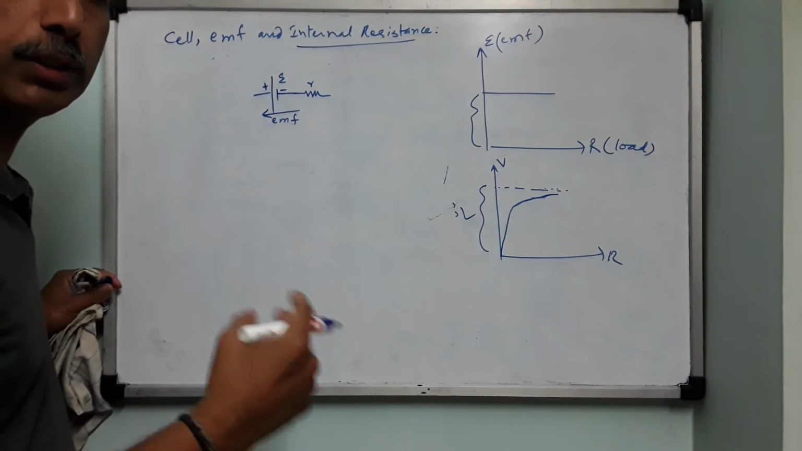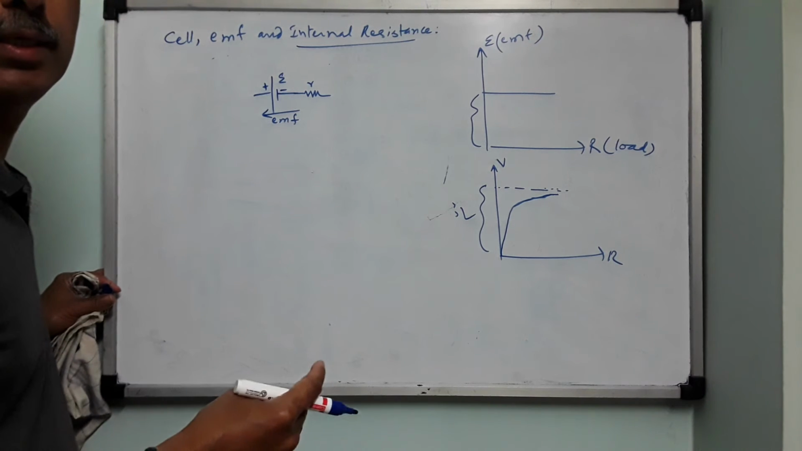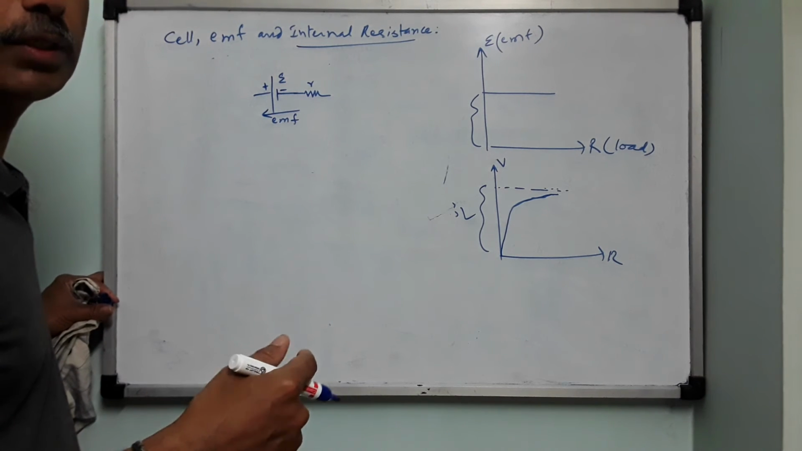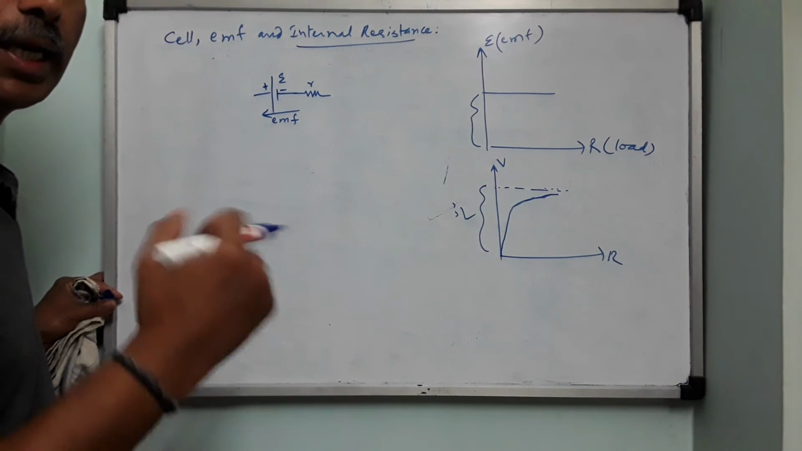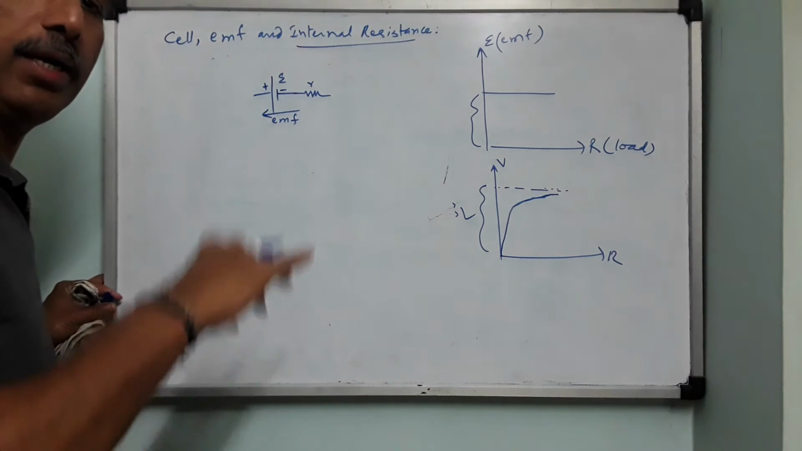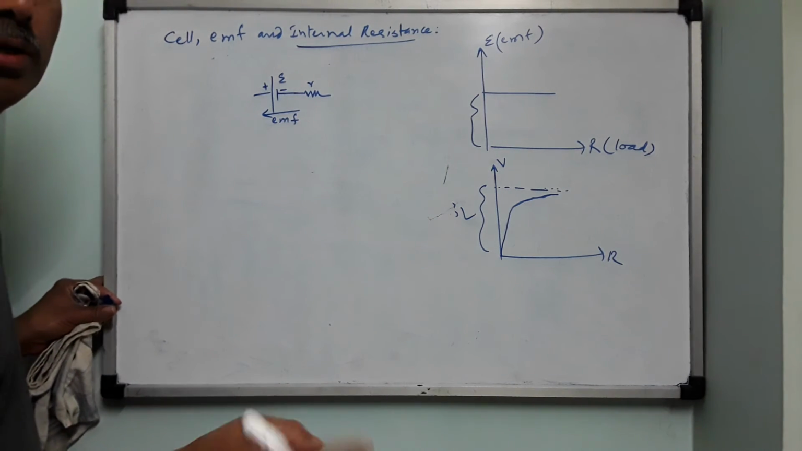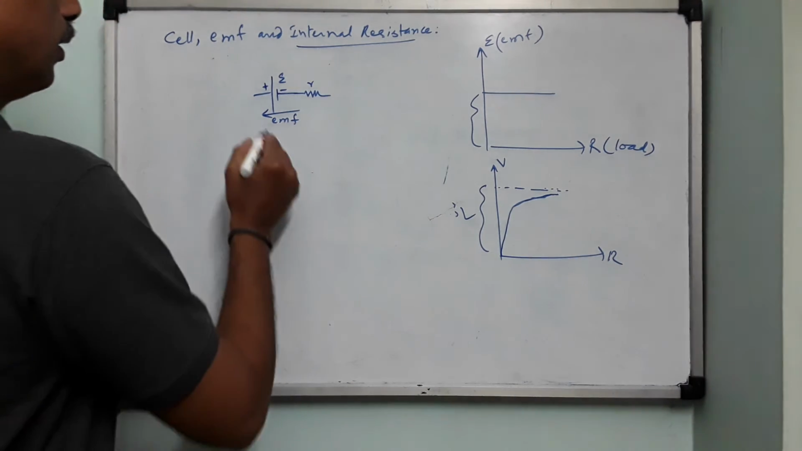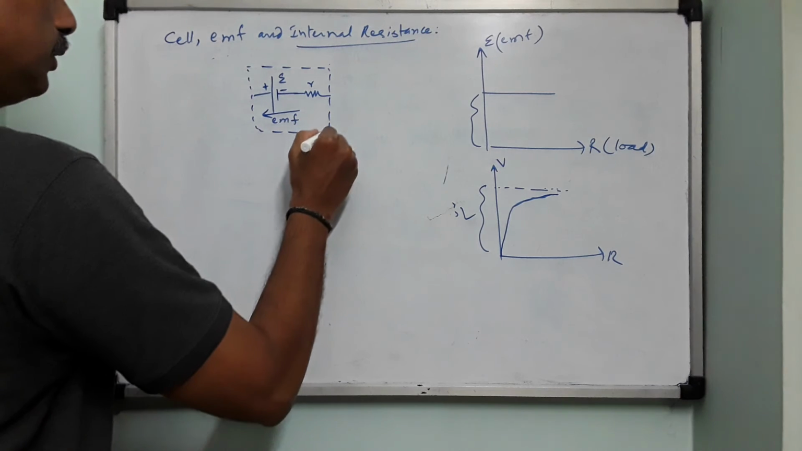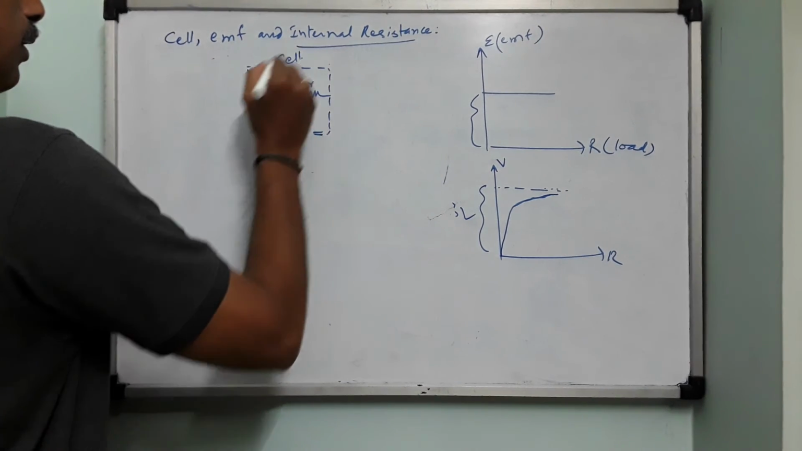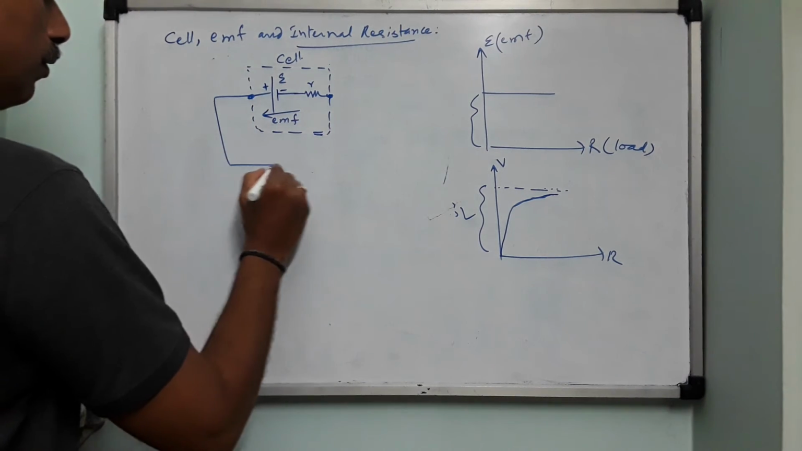As you go on using this cell continuously, the internal resistance value will be increasing. This is the reason why after using the remote for quite a long time, it will not function, because the internal resistance of the cell will be increasing from inside. Therefore, the current that is coming out will be very less, so it cannot drive the circuit. Now, this box item which is in the dotted line is nothing but my cell. Now I am connecting a load.